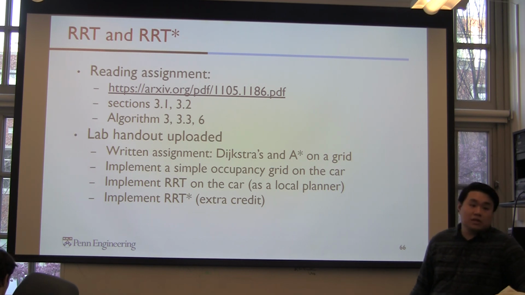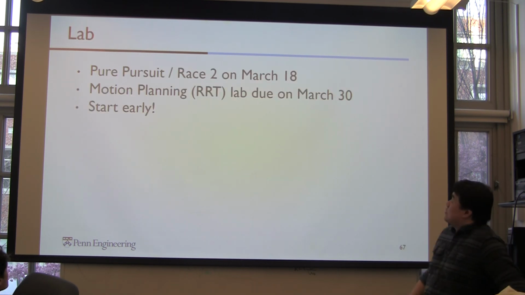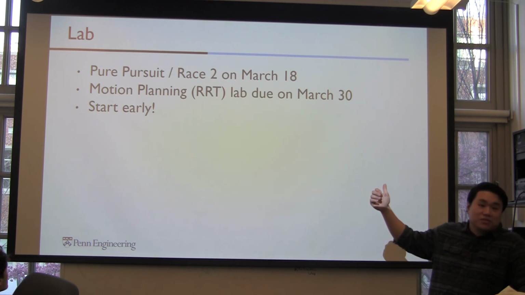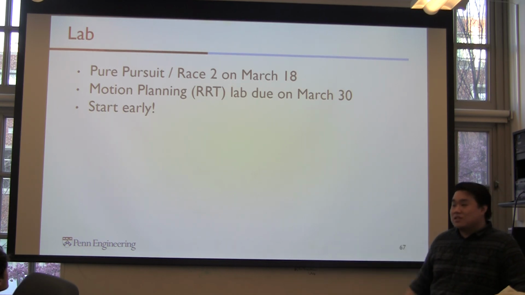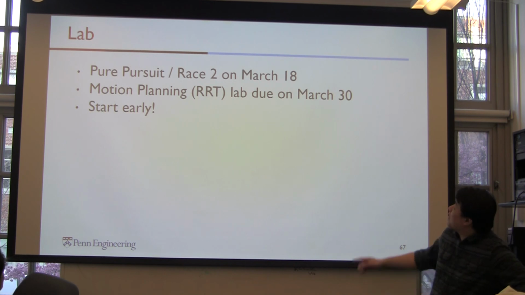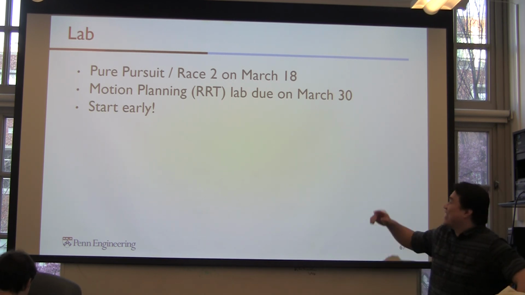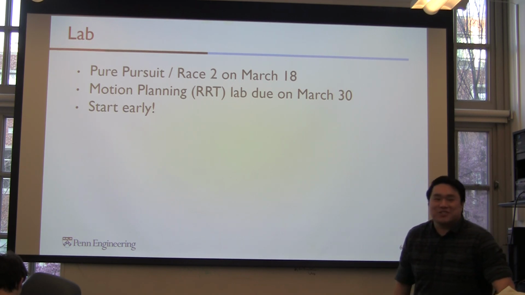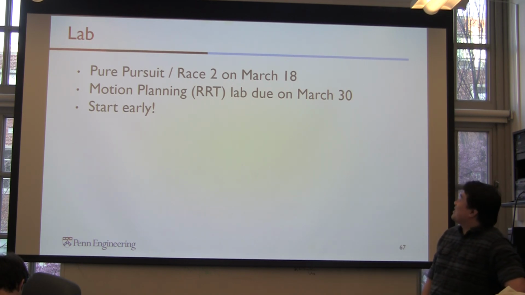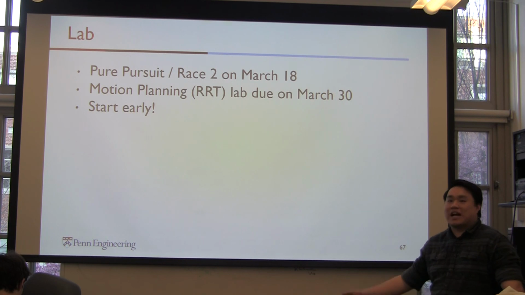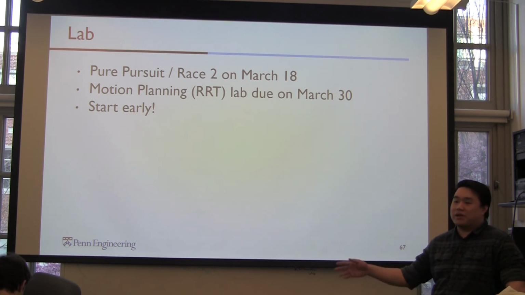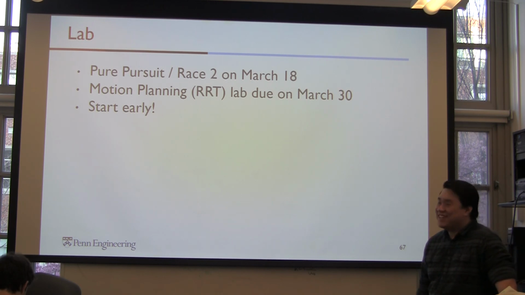I thought this was due on March 18th, so this is out. March 30th, sorry. Pure pursuit and race 2 is on March 18th. And then you have a little bit over a week after that for RRT. We're assigning these early so that you can get the whole spring break. So start early.